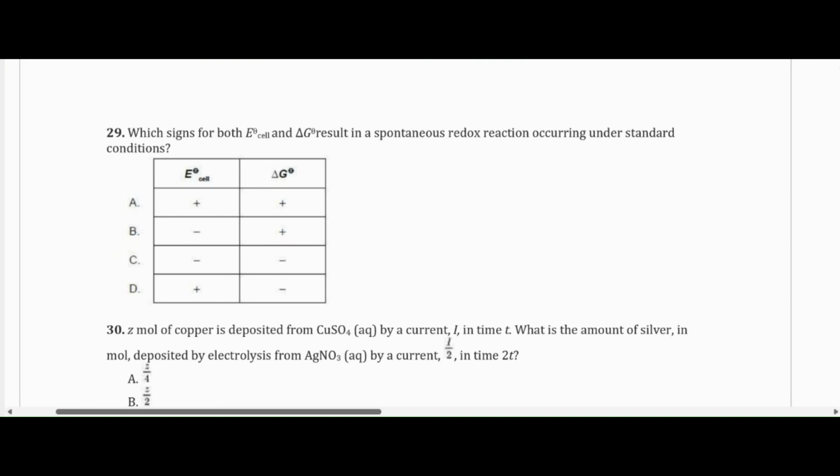Question 29. Which signs for both E cell and delta G result in a spontaneous redox reaction under standard conditions? You've just got to learn that the E cell has to be positive and the delta G must be negative for a spontaneous reaction.